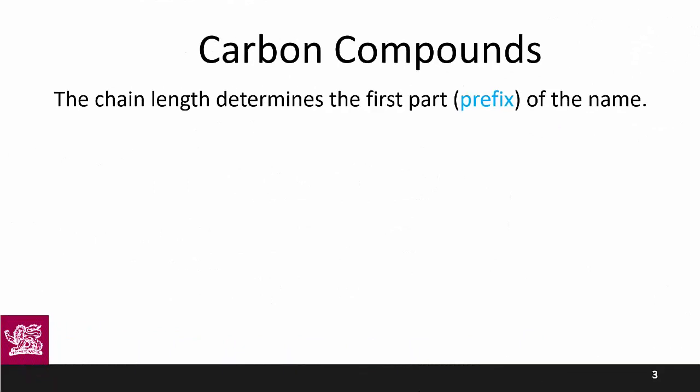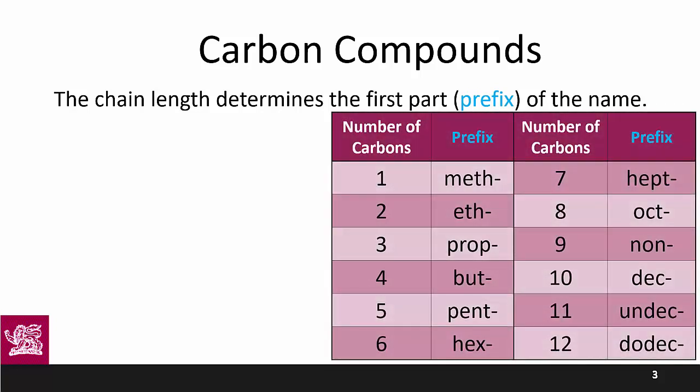When it comes to carbon compounds, or hydrocarbons, it's the chain length that determines the first part of the name. I'm calling that the prefix, and what I mean is we're talking about meth, eth, prop, but, pent, hex, hept, oct, non, dec, undec, or dodec if you're up to 11 or 12. For the course in Physical Sciences, we only went to 10, so the 11 and 12 are unlikely to pop up, but good to know.